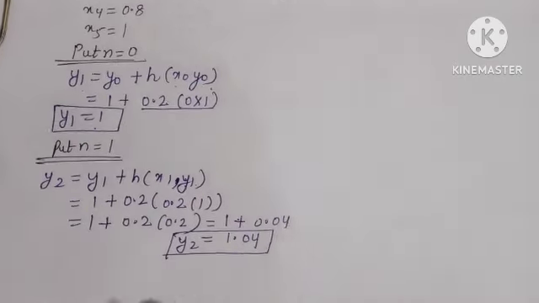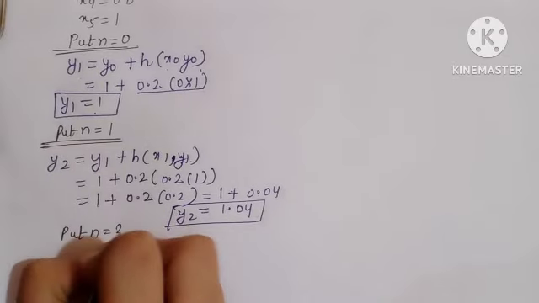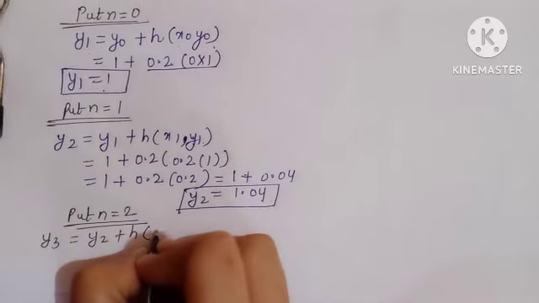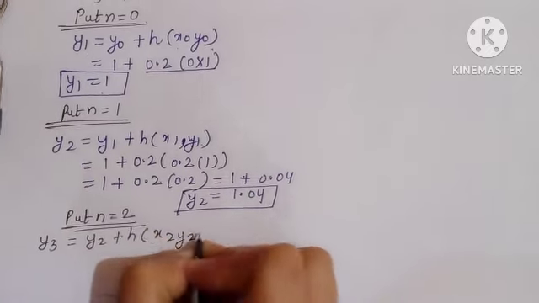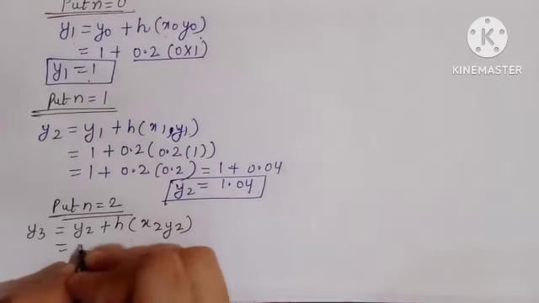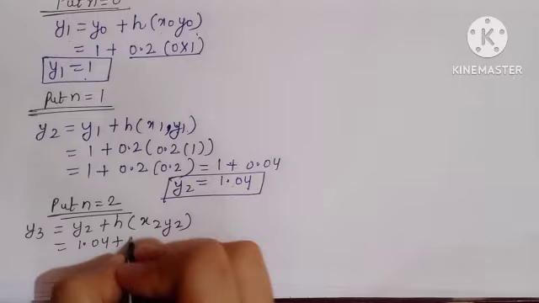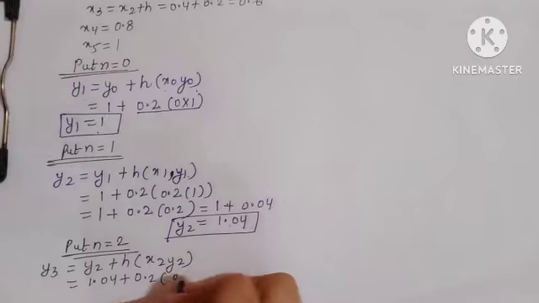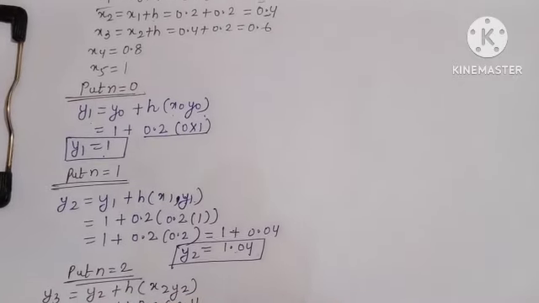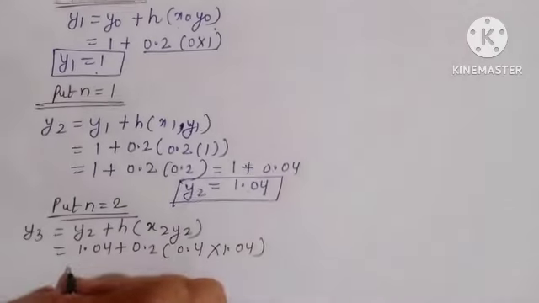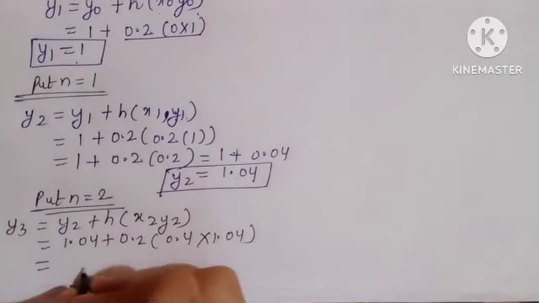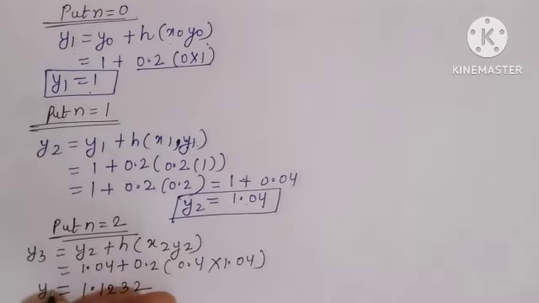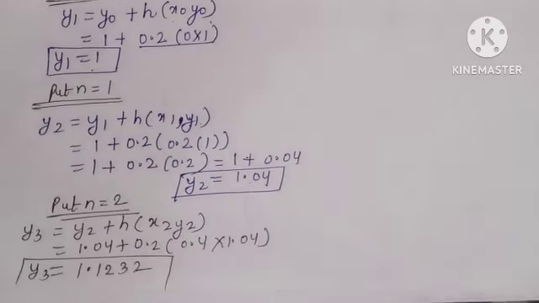Like this, put n equal to 2. So y3 is equal to y2 plus h f(x2, y2). So the value of y2 is 1.04, the value of h is 0.2, the value of x2 is 0.4, and the value of y2 is 1.04. We'll find it with the help of a scientific calculator. So the value will be 1.1232. The value of y3 is 1.1232.